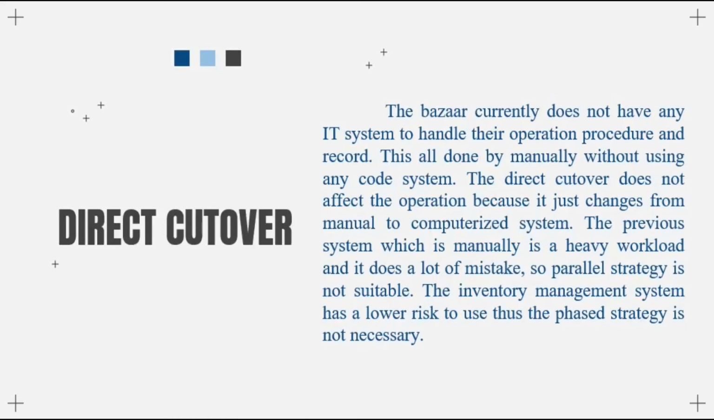So in our project, the conversion strategy that will be used is direct cutover because it just changes the work from a manual to a computerized system. The parallel strategy is not suitable because the previous manual system is a heavy workload and it makes a lot of mistakes. The inventory management system has a lower risk to use, thus the phased strategy is not necessary.